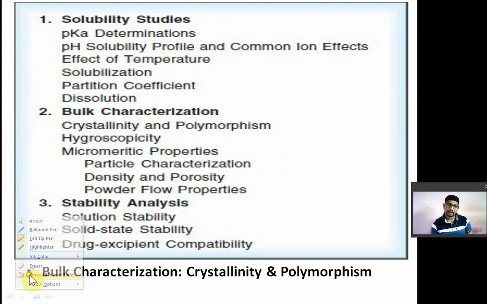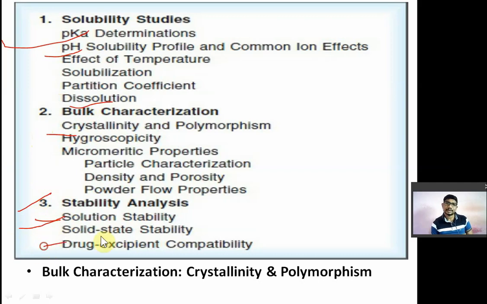Again, see once more what the first is. These are the three types of studies you have to do in pre-formulation. Solubility study, in which you have to do pKa determination, measure the pKa. What is the pH solubility profile of your drug, that is, when pH increases, what happens to solubility. Then common ion effect, effect of temperature, solubilization, then partition coefficient, dissolution. In bulk characterization, you have crystallinity and polymorphism, hygroscopicity, then micromeritic properties like particle size characterization, density, porosity, powder flow properties. And in stability analysis, you have solution stability, solid state stability, and drug excipient compatibility.